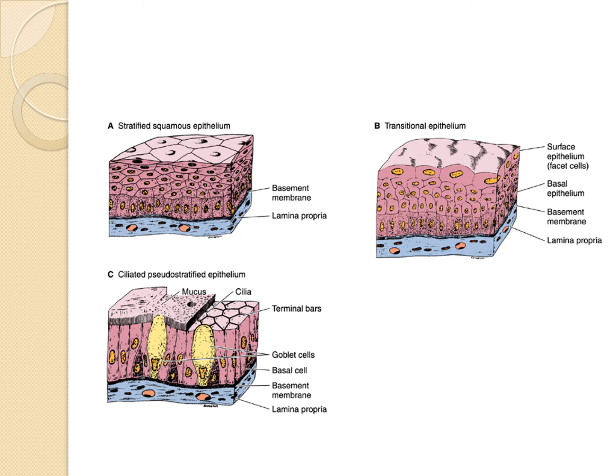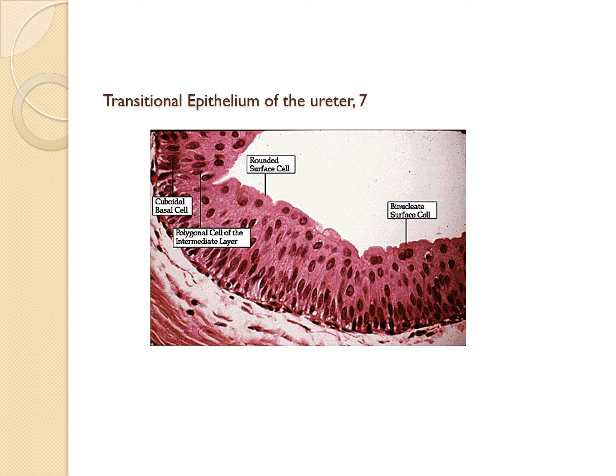Now stratified epithelium. Transitional epithelium of the ureter. Here you can see the outer cells are dome-shaped. Here you can see this diagram. This is the basement membrane. This is the transitional epithelium, a multilayer epithelium 4 to 6 cells thick which can contract. It is called transitional because it is transitional between the stratified squamous and stratified columnar epithelium.